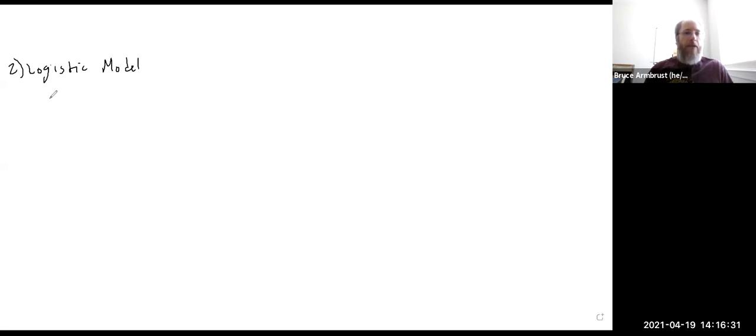But for a logistic model, this is exponential growth, but with a carrying capacity. So I'm going to put here with a maximum sustained population.